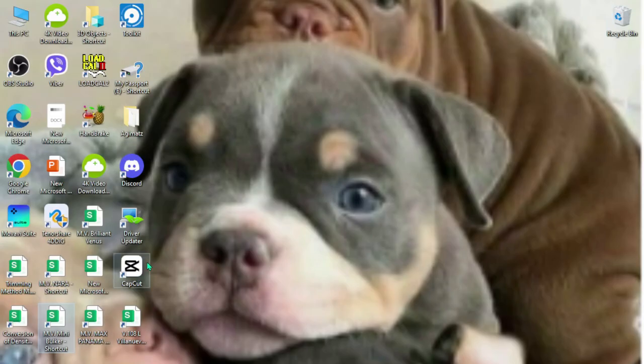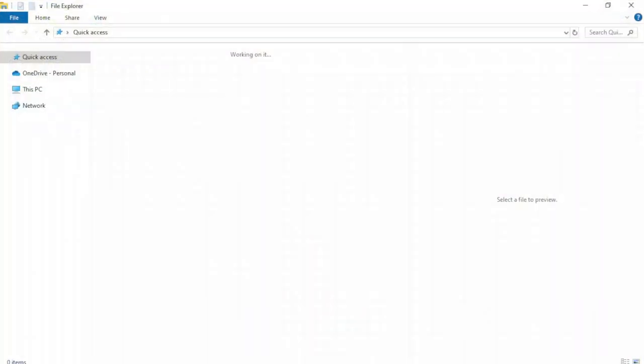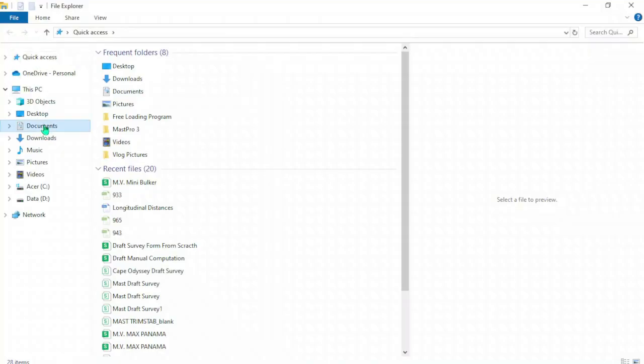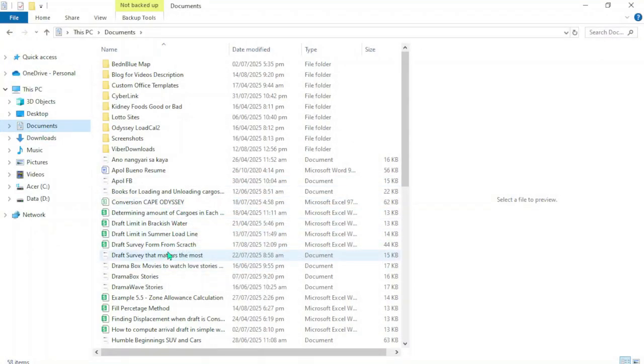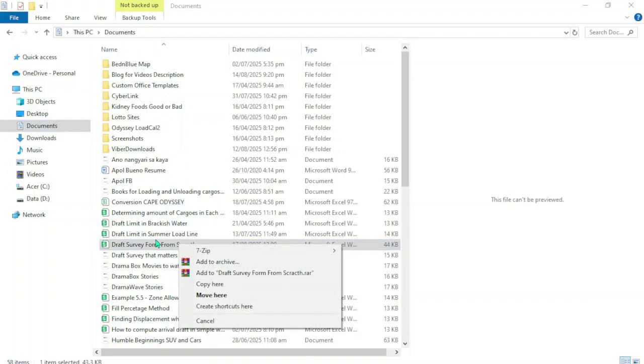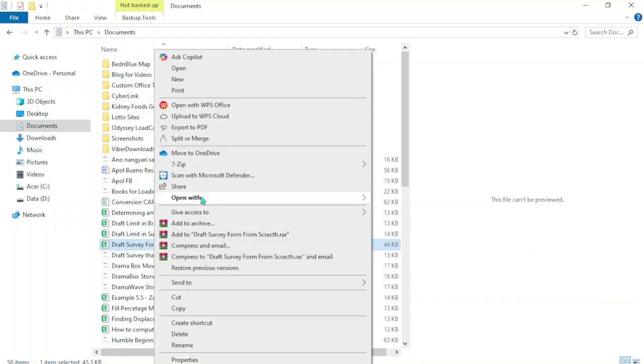Okay. Now, the next topic I'm going to discuss is the drop survey form. For example, you don't have a form for drop survey, okay? But you want to make a drop survey form. So let's do it like this, guys. Okay, open this. Go to documents, and the survey form from scratch. Okay, open with Excel.